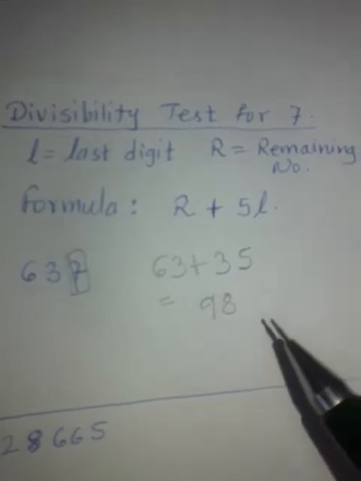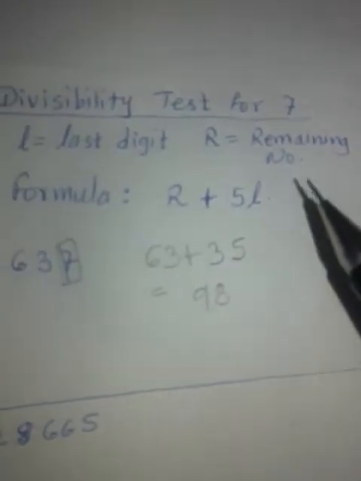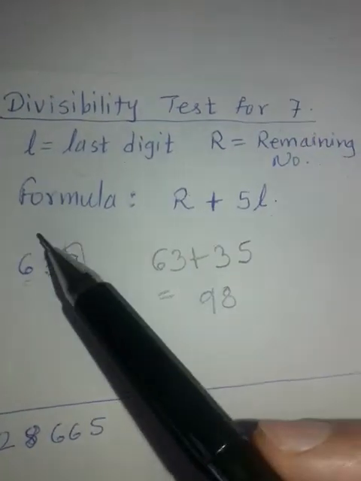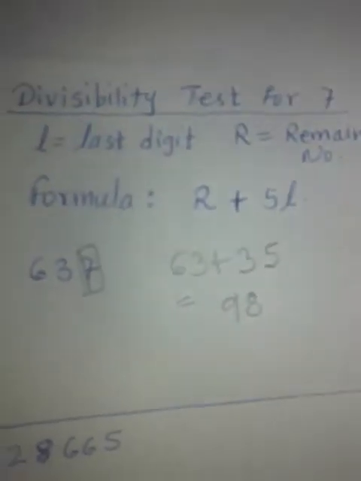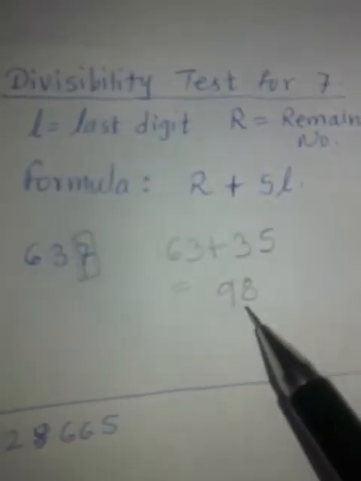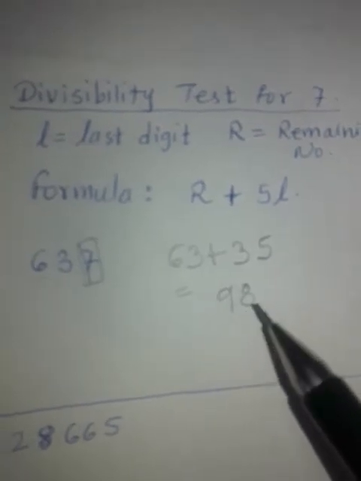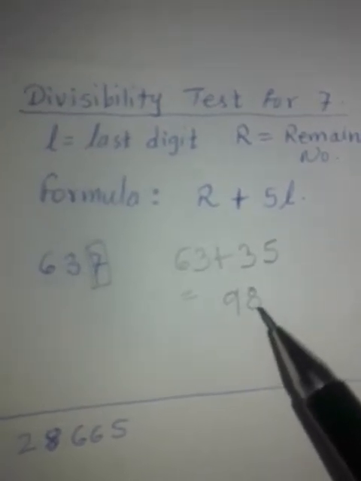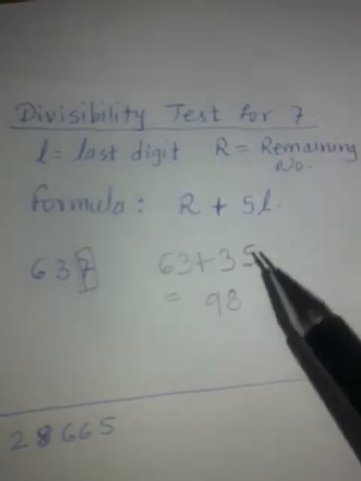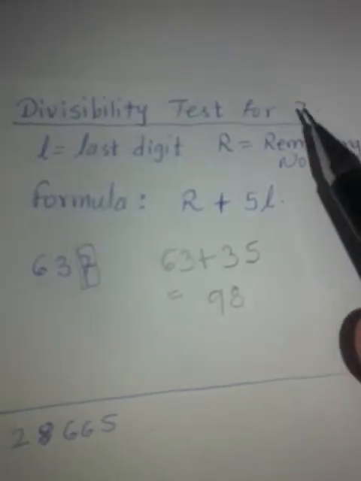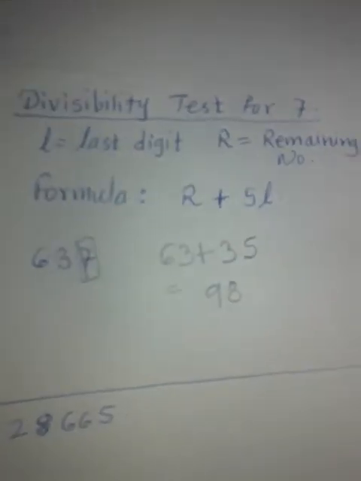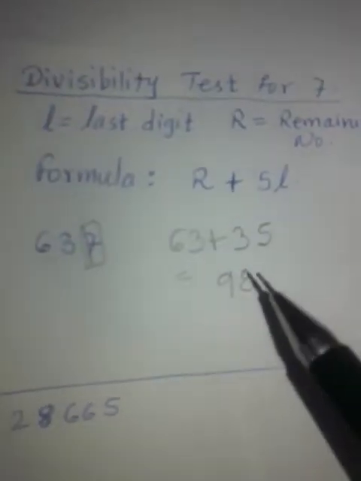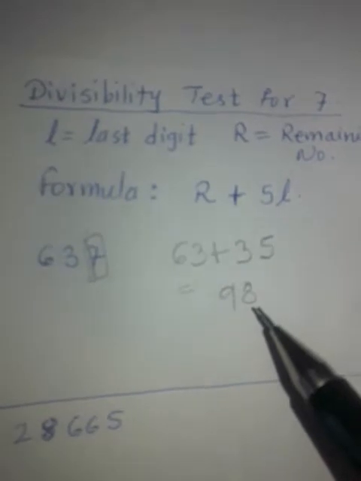Sum is 98. So if this sum is divisible by 7, then the given number is divisible by 7. It's as simple as that. Now, when I look at number 98, I immediately remember table of 14. 14 7s are 98. So 98 is divisible by 7. That means this number is divisible by 7. But if unfortunately you don't remember it, 14 7s are 98.